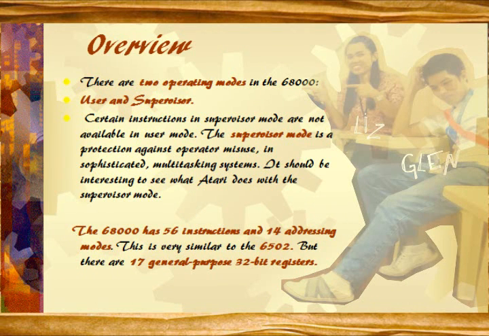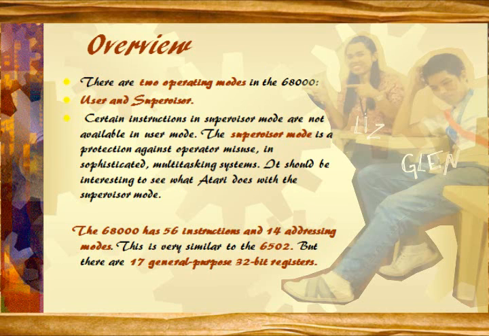First is the user mode, and the second is supervisor mode. Certain instructions in supervisor mode are not available in user mode. The supervisor mode is a protection against operator misuse in sophisticated multitasking systems. It should be interesting to see what Atari does with the supervisor mode.